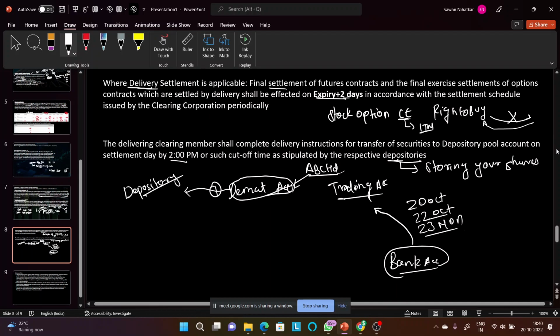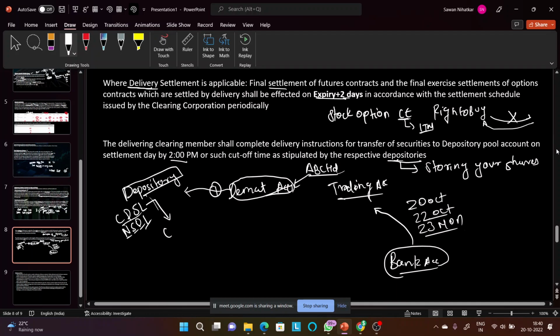So there are two different depositories. One is your CDSL and your NSDL. So CDSL is your Central Depository of Securities Limited, and NSDL stands for National Securities Depository Limited. So these two are the different entities which are providing you with that kind of a facility. And the moment you buy these particular securities, they get transferred into your demat, and it is held by this particular depository.